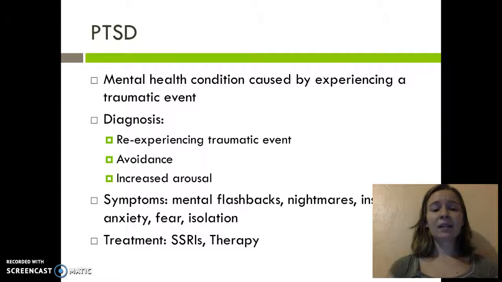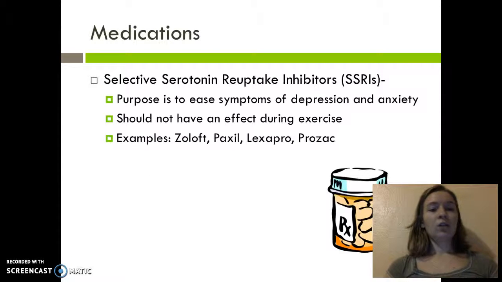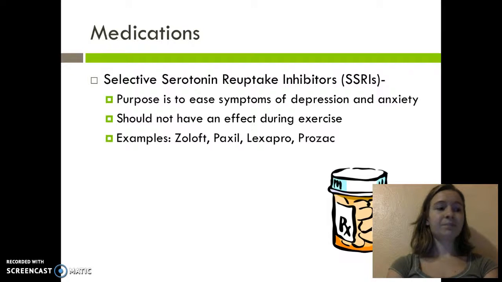Symptoms of PTSD include mental flashbacks, nightmares, insomnia, anxiety, fear, and isolation. Treatment for PTSD would include medication, which would be SSRIs, as well as therapy. So the medication, as I said before, that people prescribe for PTSD are SSRIs, which means selective serotonin reuptake inhibitors.